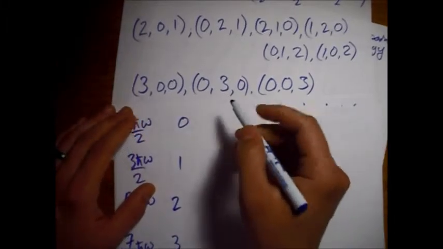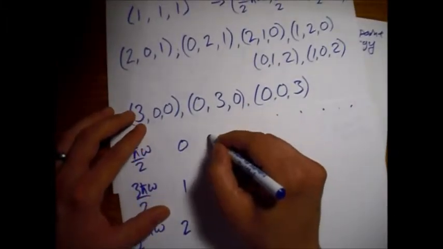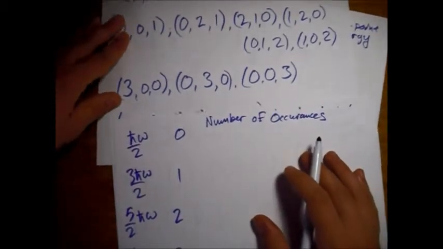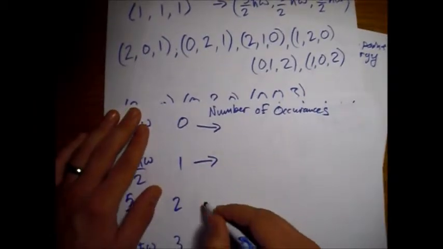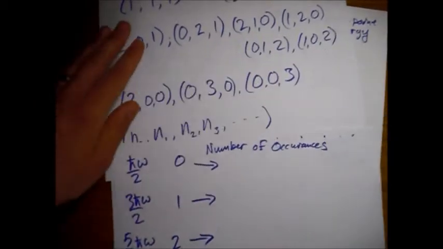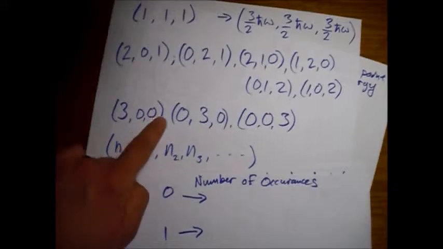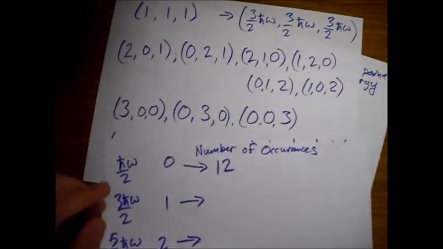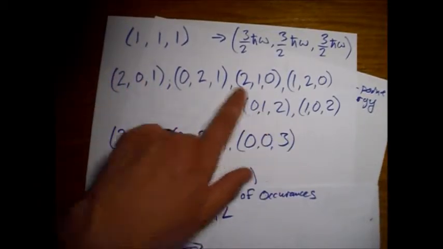So, number of occurrences, and if we look at all the states, right? All right, so we look at 0. Draw arrows just to keep these straight. Looking at 0, we have 1, 2, 3, 4, 5, 6, 7, 8, 9, 10, 11, 12. So we have 12 of these. So how many are there? There's 6, 9, 10.